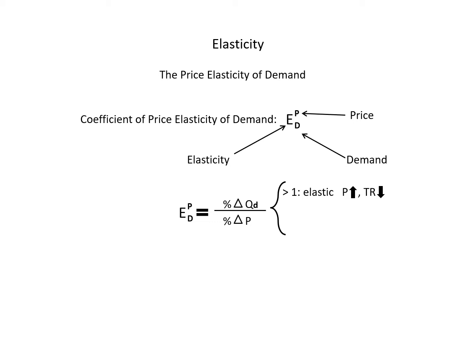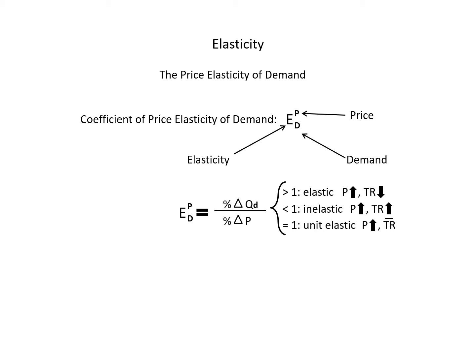And, as you will recall, if the relationship is elastic, a change in price will cause total revenue to move in the opposite direction. As indicated here, if the price of this good increases, total revenue will go down. On the other hand, if the ratio is less than 1, that means the percent change in quantity demanded would be less than the percent change in price. Thus, the relationship would be considered inelastic. And of course, an inelastic relationship would cause price and total revenue to move in the same direction.